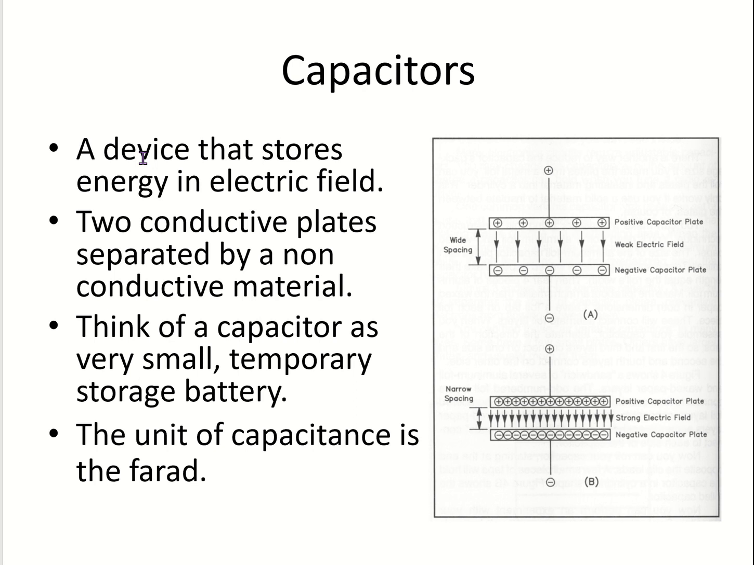If a positive charge, total charge positive Q, is deposited on one of the conductors, an equal amount of negative Q is deposited on the second conductor. The capacitor is said to have a charge Q. The unit of capacitance is farad.